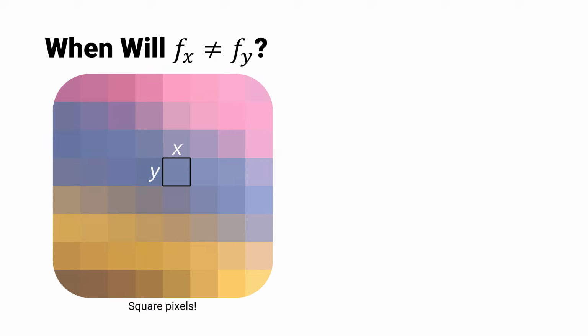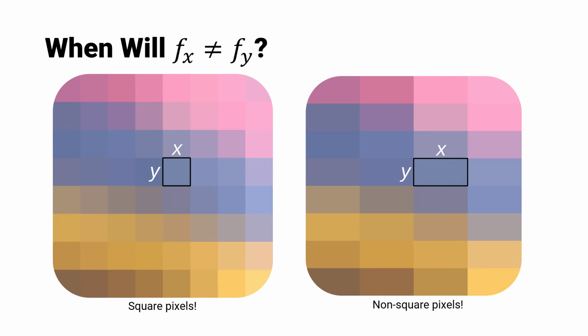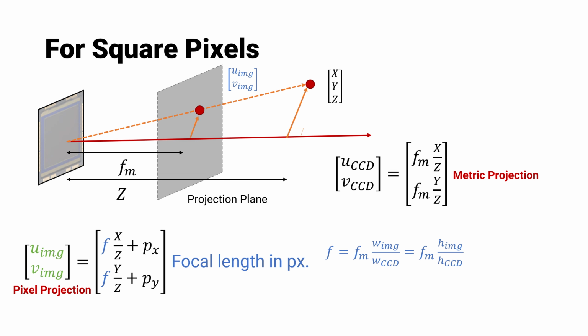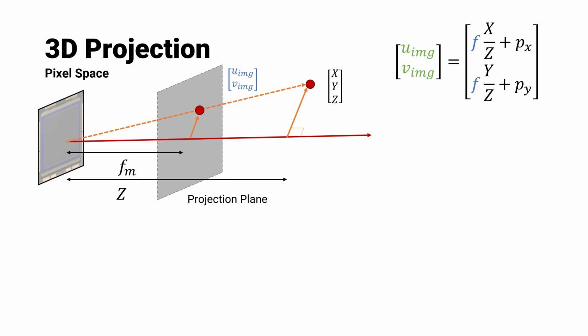When Fx is equal to Fy, we are assuming that the pixels are square and the pixel density is the same. When you have non-square pixels, Fx and Fy can change. Again, remember this depends more on the pixel density, not necessarily just on the shape of the pixels itself. I'm just giving you an example here. Okay, great. So now let's move on to our new equations, which is basically you have U image, V image.